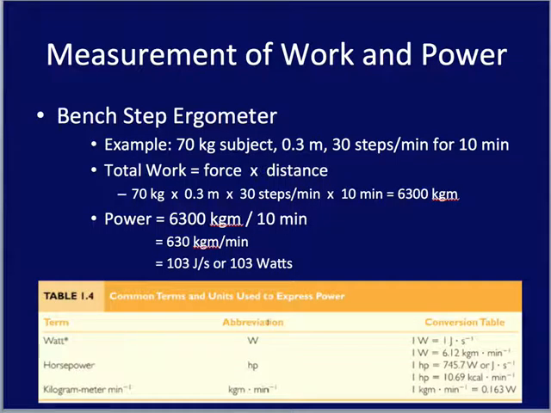All right, and then the power then is just the work divided by the time. So 6,300 kilogram meters divided by minutes. So we get 630 kilogram meters per minute.